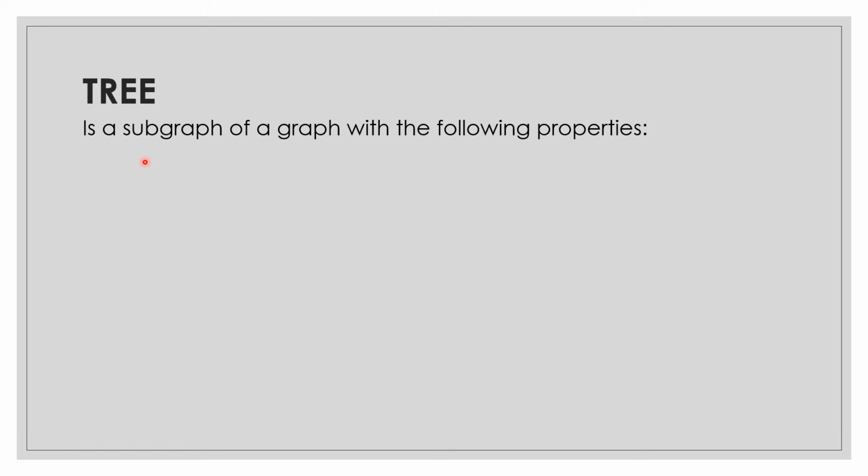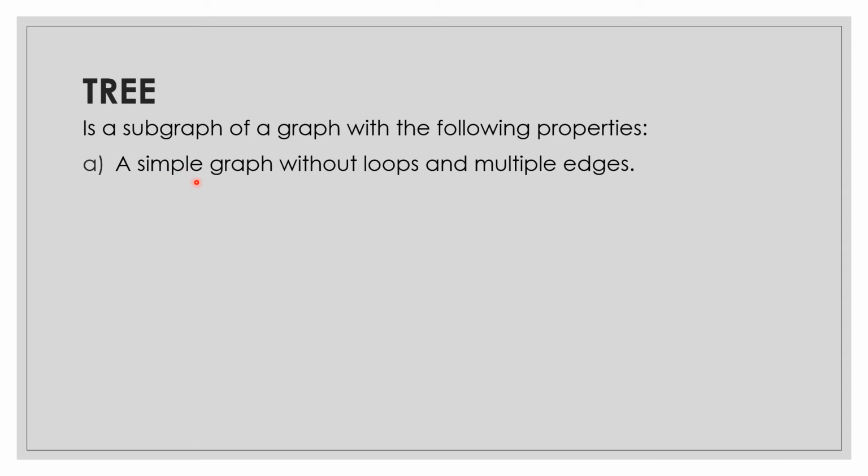So what is a tree actually? A tree is also a subgraph of a graph, but with the following properties. Keep in mind that a tree is also a subgraph, but there are some properties. A tree is a simple graph, so without loops and multiple edges. Just now a subgraph can have loops and multiple edges, but a tree, although it is also a subgraph, cannot have loops and multiple edges, and all the vertices are connected.